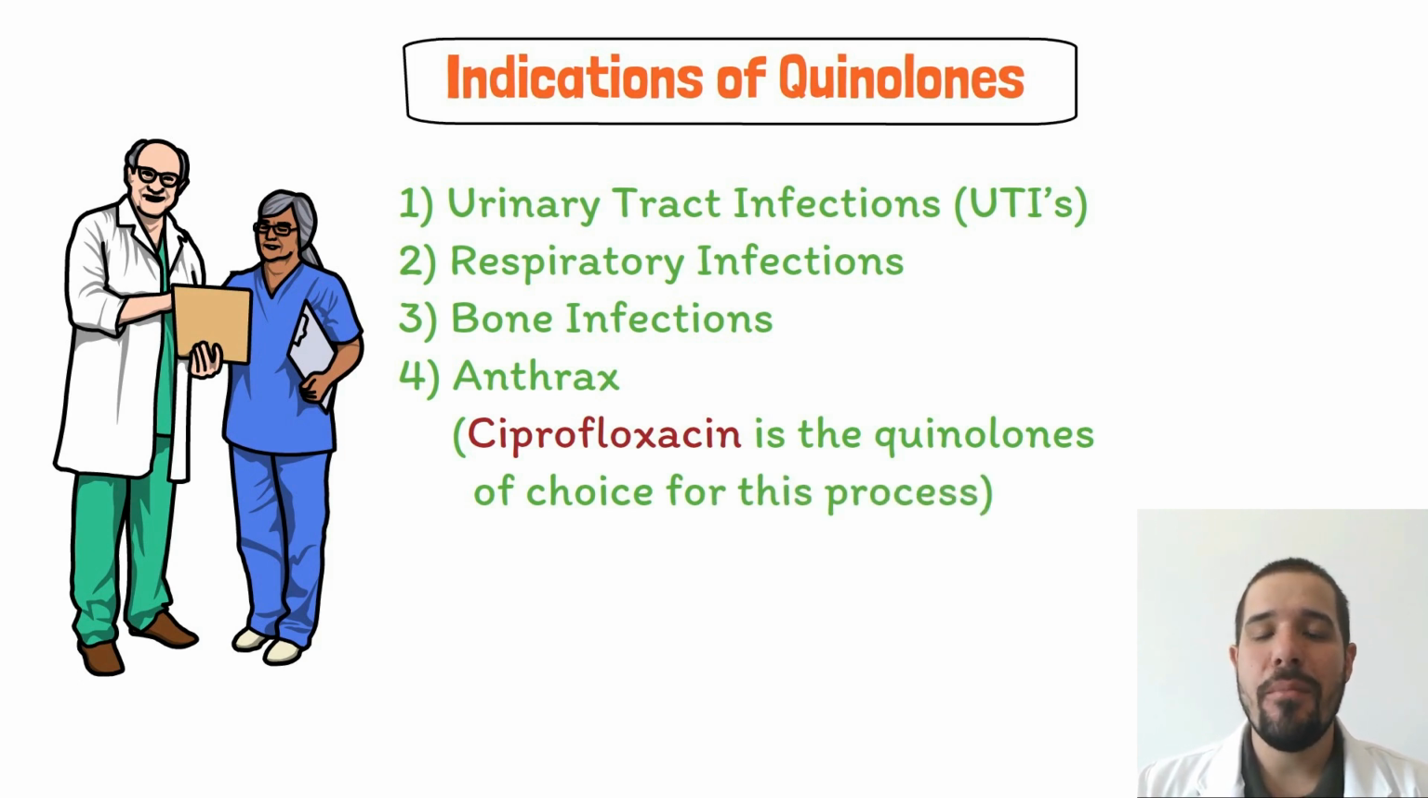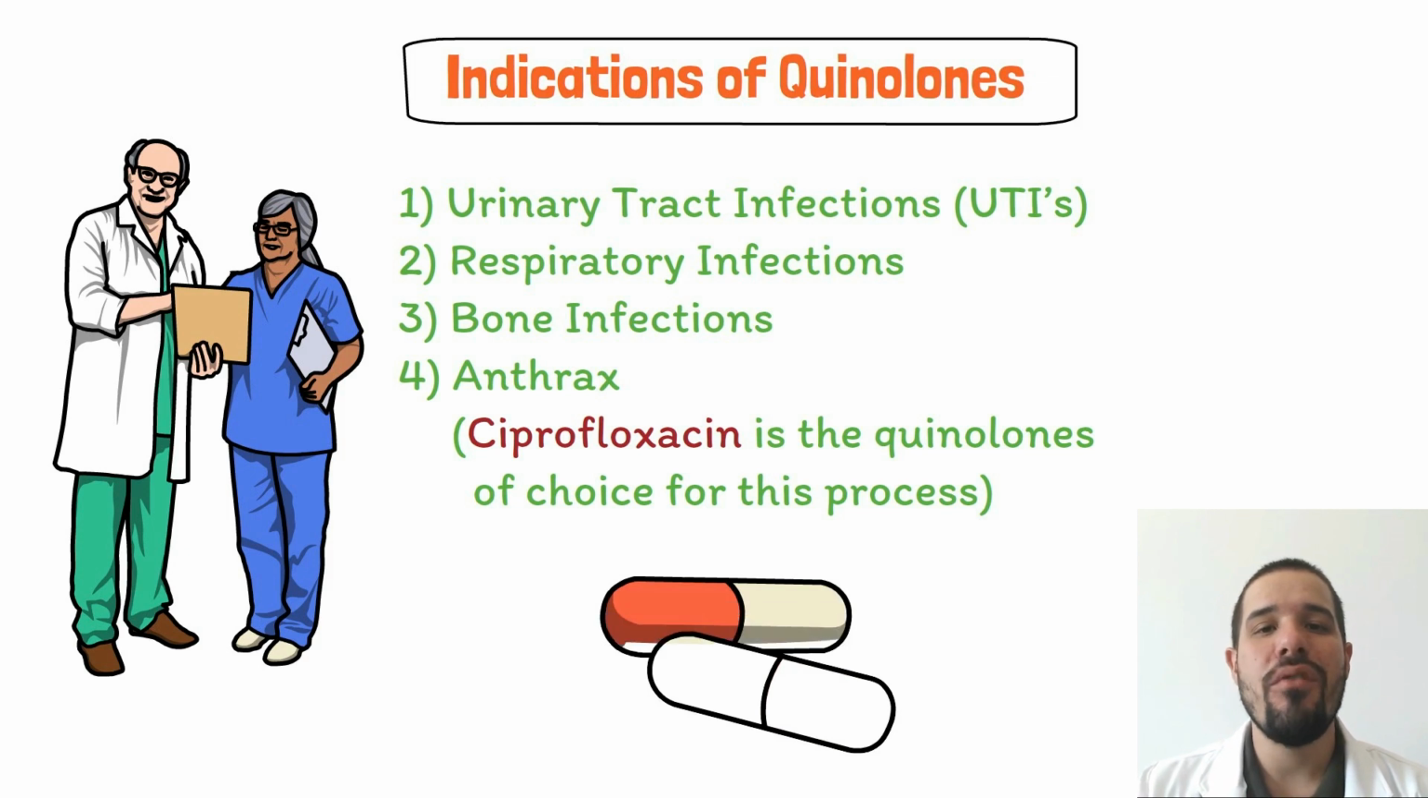Anthrax is an atypical disease process that is highly tested due to its utilization in bioterrorism attacks. And the fluoroquinolone of choice for anthrax is ciprofloxacin. So I want you to write: ciprofloxacin is the antibiotic of choice for anthrax for the fluoroquinolone subsection.